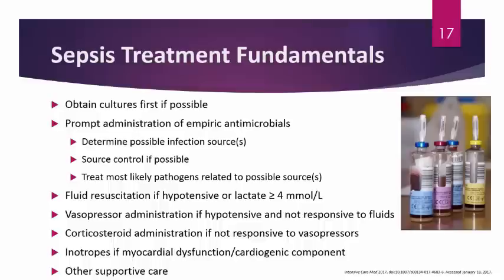So say if you have a urinary tract infection, you may want to try to remove a urinary catheter if one exists, because that may be the potential source of the infection. And also, it's important to treat the most likely pathogens related to the possible sources that you have.